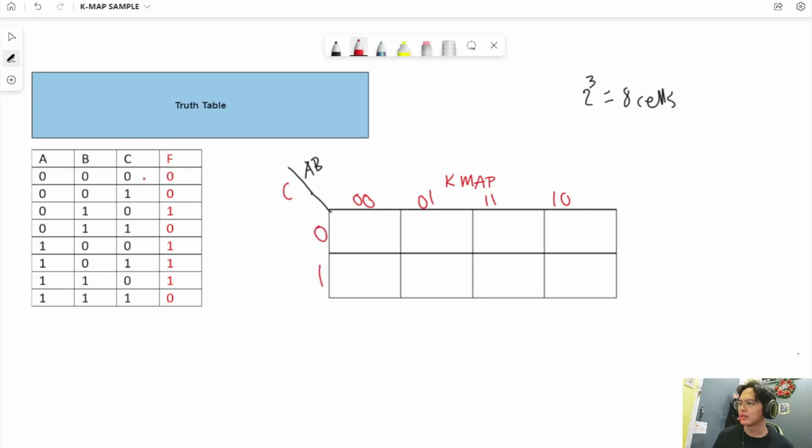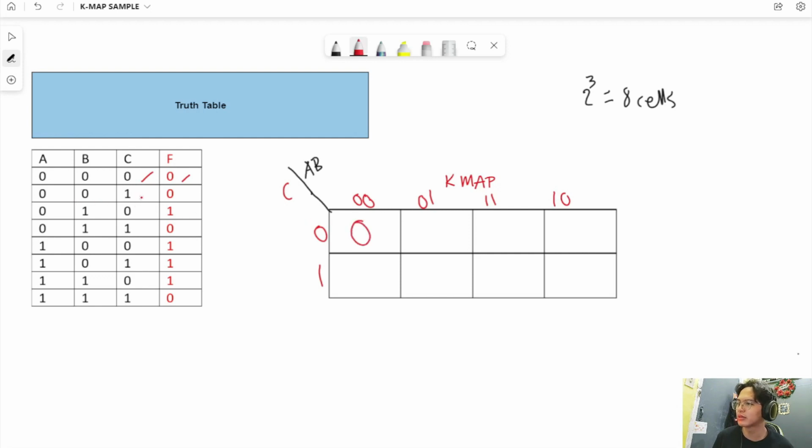So let's start. For the first row, we have 0, 0, 0. By the way, what we will put in these minterms are the functional values of the truth table here. So for the first row, we have 0, 0, 0 and we need to locate where the 0, 0, 0 is here, which is this one. And its functional value is 0, so what we put here is 0.